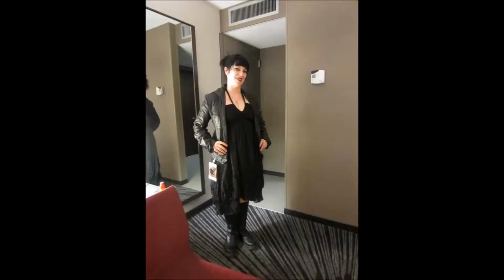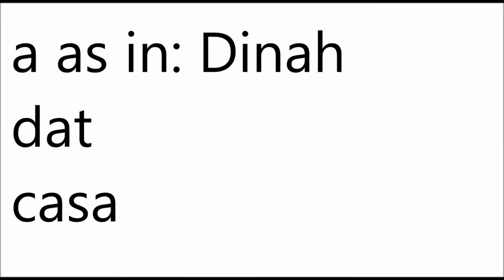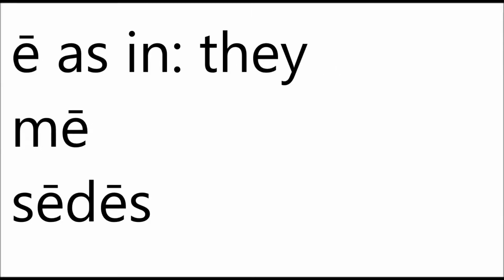Vowels are your generic A, E, I, O, U's. They come in long and short form. The long A sounds like the A in father, like in das or kara. So it's an ah sound. The short A is a short A, as in dot and casa. The long E is the E in they, me, sedes. Short E is in pet, et, or sed.